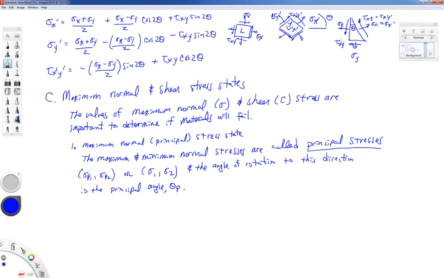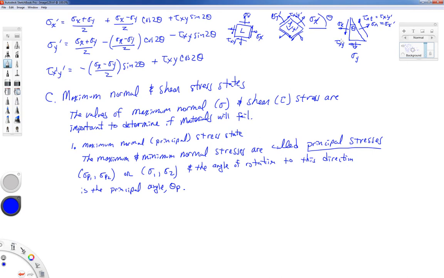So these are the maximum normal stresses, and again we're talking about what's called a state of plane stress. That means we do not have any stresses that point in the z direction. So sigma z, tau xz, and tau yz are all 0. Now the angle to this special stress state is called the principal angle theta p.